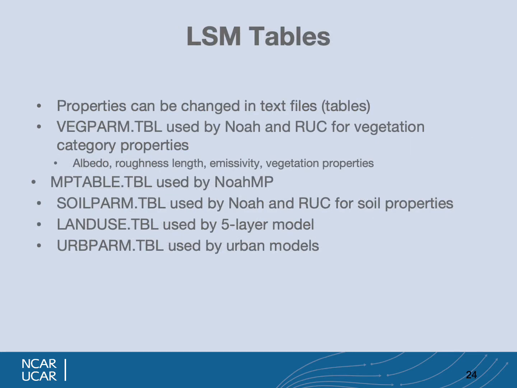So the land surface models have tables so that you don't have to go into the code to change constants or parameters. Which tables you want to edit depends on which land model you're using. And these are text files, so it doesn't require recompilation. VEGPARM table is used by NOAA and RUC for the vegetation category properties, such as albedo, roughness length, emissivity, and vegetation properties. MPTABLE is used by NOAA-MP for a similar set of properties. SOILPARM table is used by NOAA and RUC for the soil properties. And LANDUSE table is used only by the 5-layer model, and URBPARM table is used by the urban models.